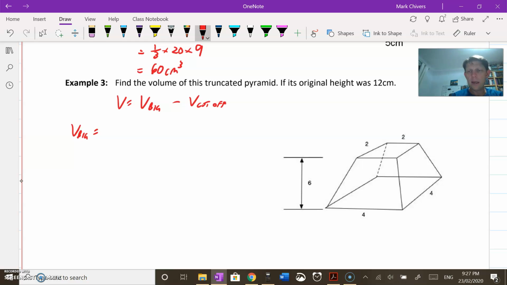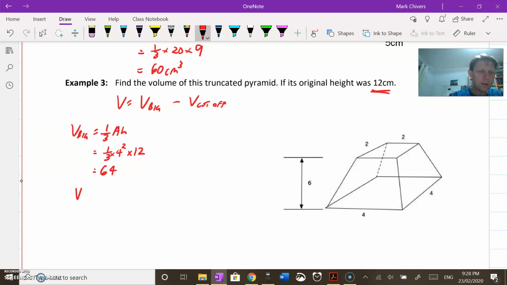Well, that would have been a third times the area times the height. Now the area of the base of this one is going to be 4 squared, because that's a square down the bottom there, and the height originally was 12. So that's what the height of the original pyramid would have been. A third of 12 is 4. So what we've actually got is 4 squared, which is 16, times 4. So that's going to be 64, but you can use your calculator there.